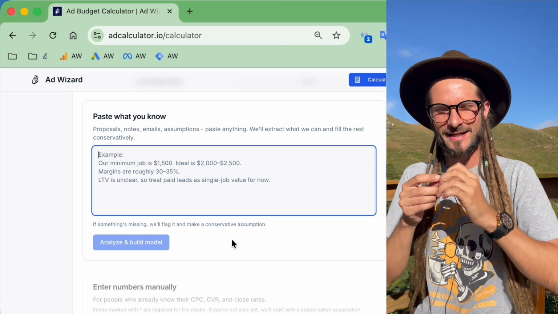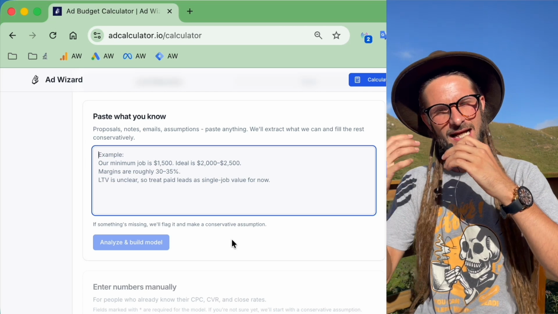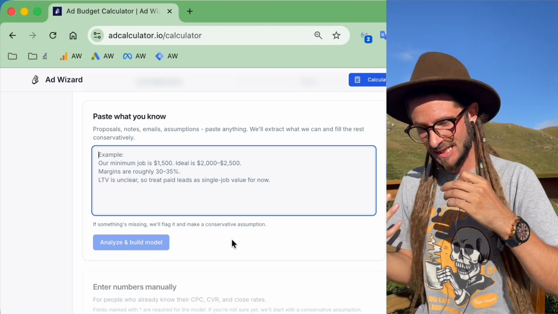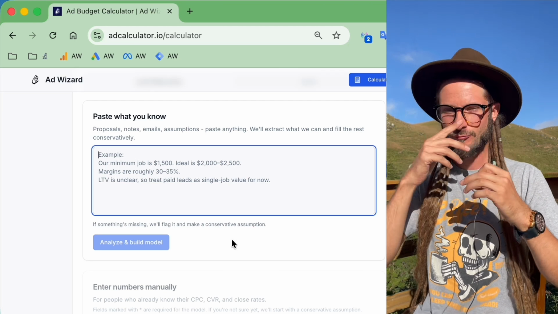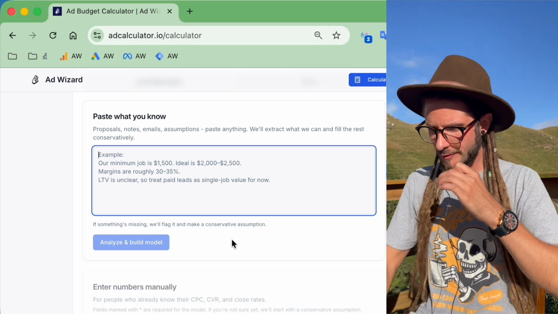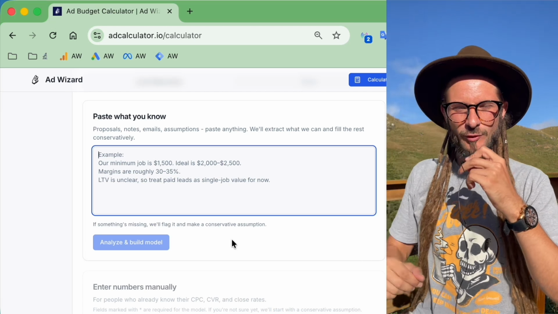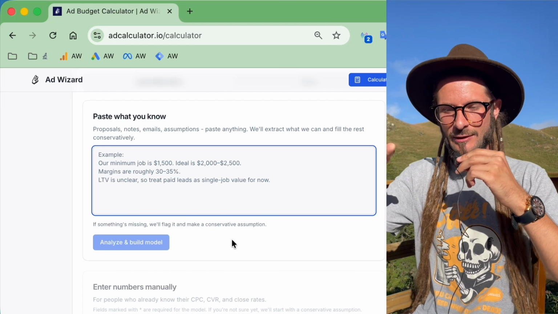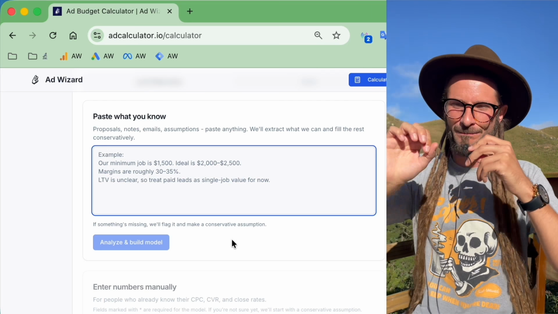Guys, we're going to be running all of these calculations through the Ad Wizard ad calculator to understand what is going on. No more guesswork, guys. Really granular math for your business. So I'm just going to quickly show you how this works. I'm going to paste in some raw data, just how you would normally describe your ad account, the key data that we're looking at, and let the model build itself.